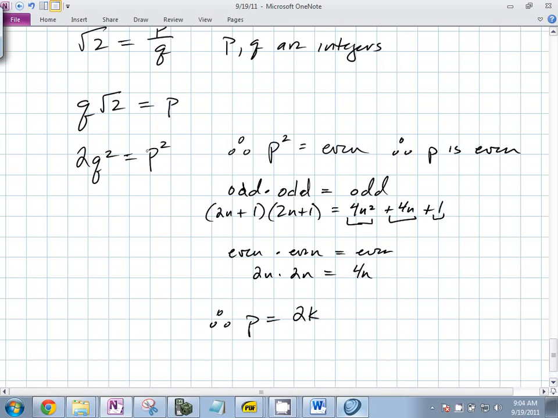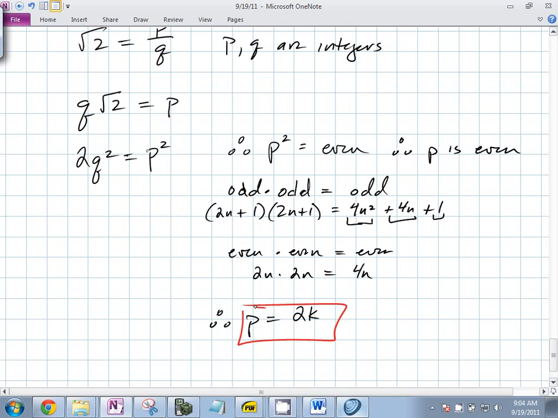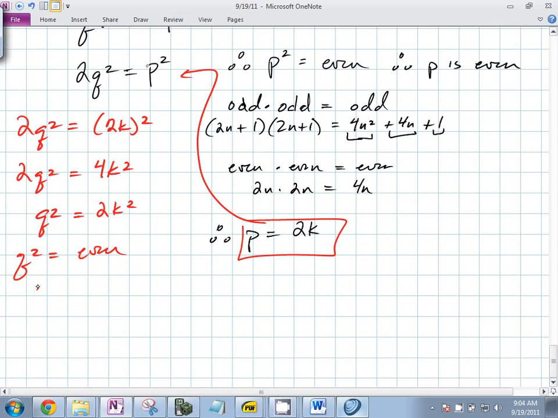Let's substitute now. Let's take this right here and plug it in right there. So what do we now have? 2q squared is equal to 2k squared, so 2q squared is equal to 4k squared. Divide both sides by 2 and you get q squared is equal to 2k squared. So therefore q squared has to be even, right? So therefore q has to be even. Are you okay with that?